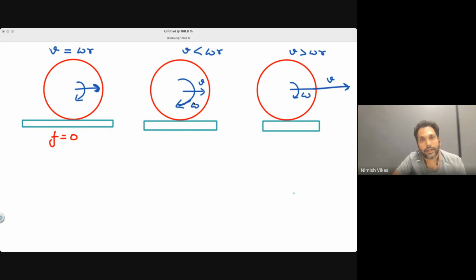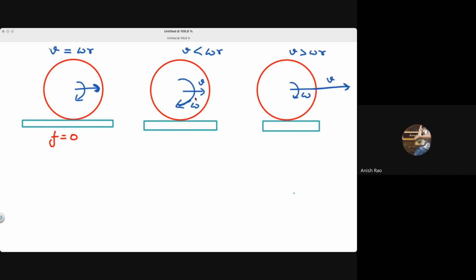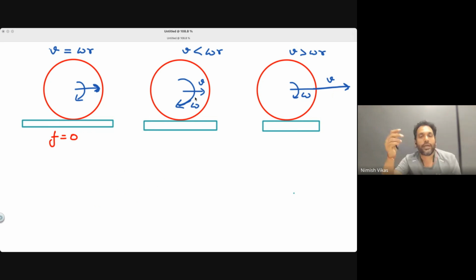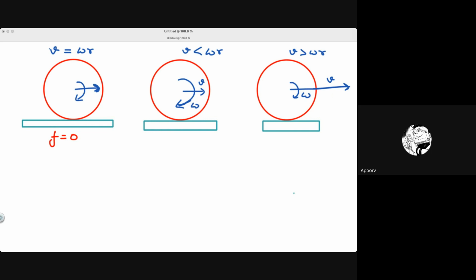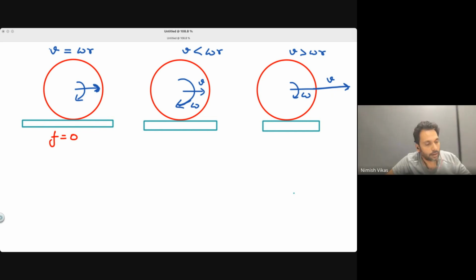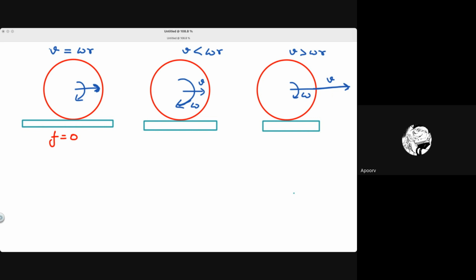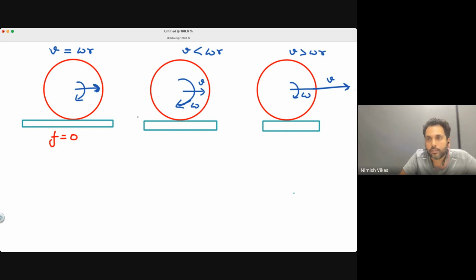Next one. Who is going to tell me which way the friction is? Sir, the body is going forward and omega is too high. You have to give me an answer with a reason. Who will speak? Apurv, tell me. Sir, friction acts backward to reduce the omega R component. Okay, is he right? How many support him?